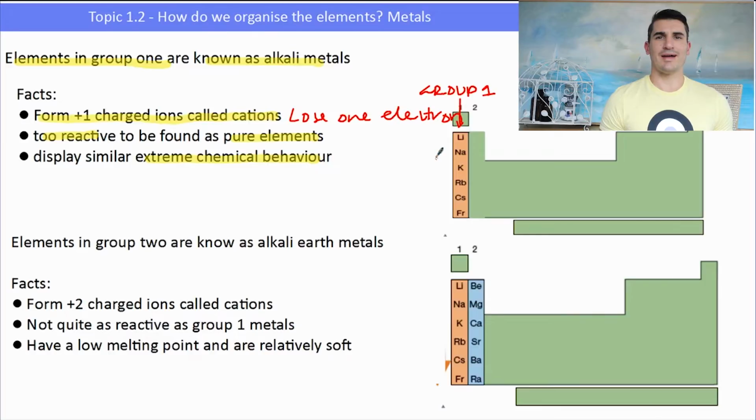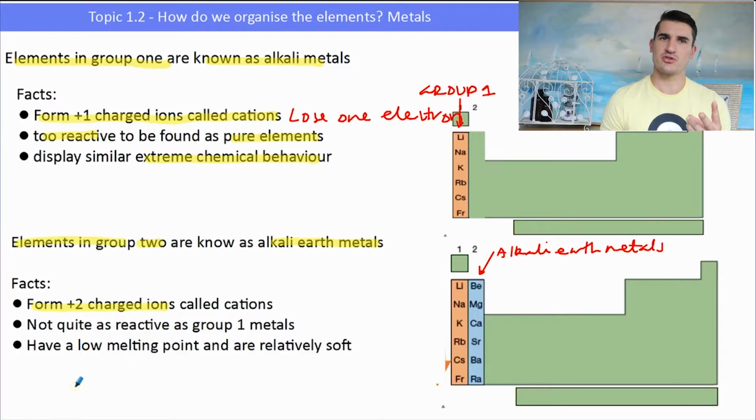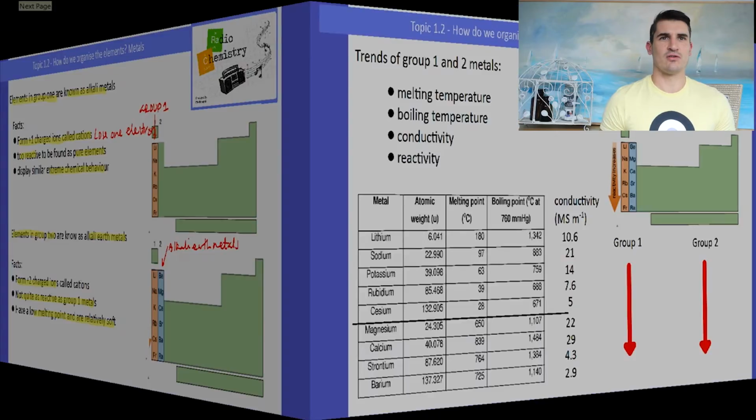Elements in group 2 are known as the alkaline earth metals. So, group 2: beryllium, magnesium, calcium, strontium, they're the alkaline earth metals, and they're called alkaline because when they react with water, they form an alkaline solution, a basic solution. Group 2 metals form +2 charged ions, which are cations as well because they lose 2 electrons. They're not quite as reactive as group 1, and they generally have a low melting point and are relatively soft metals as well.